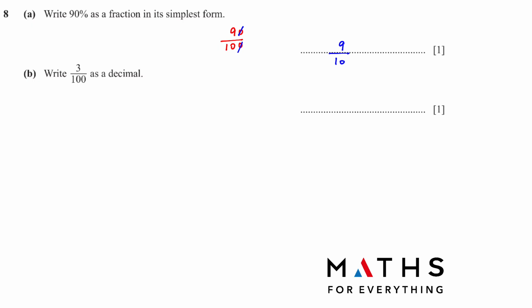Write 3 over 100 as a decimal for part B. Remember, we did one question on decimals. If you are dividing by 100, how many zeros are there? 2 zeros. If there is no decimal, it means the decimal is at the end of the number. We have 2 zeros, so we shift the decimal 2 places to the left. There's an empty place here. Fill it with a 0. So 0.03.